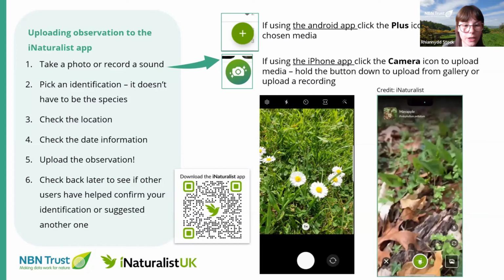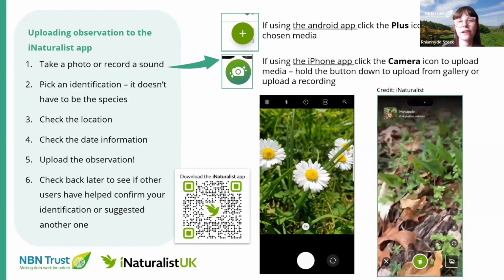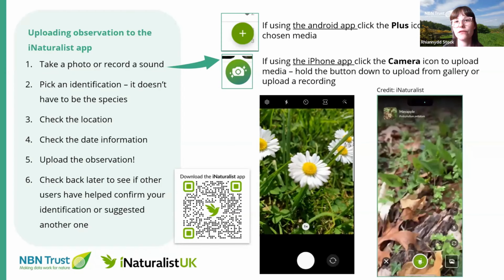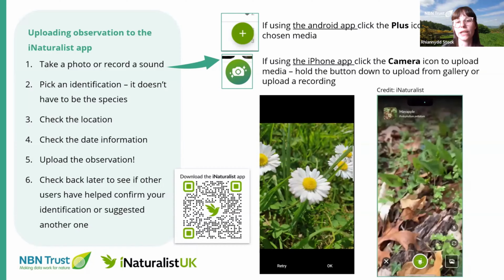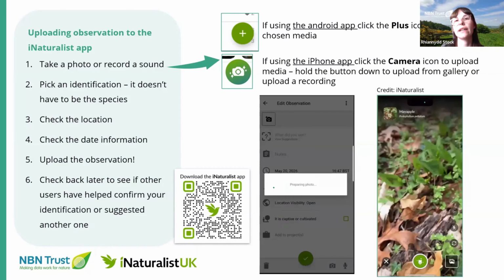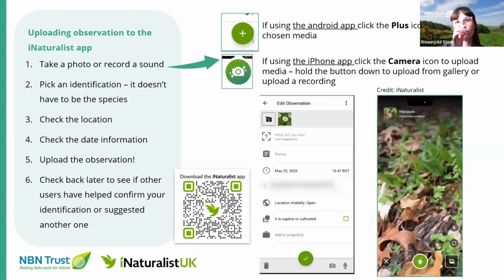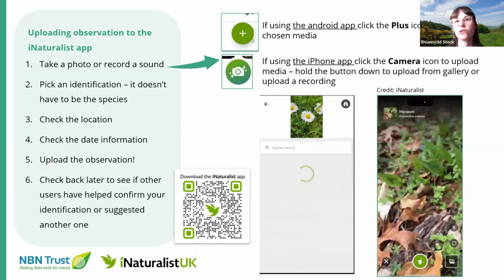So I've got two videos here. The first one is showing the Android app. Here I'm taking the photo, and if you're not happy with it, you can click retry and do it again. You can also upload more than one photo by clicking that camera and the plus icon at the top.